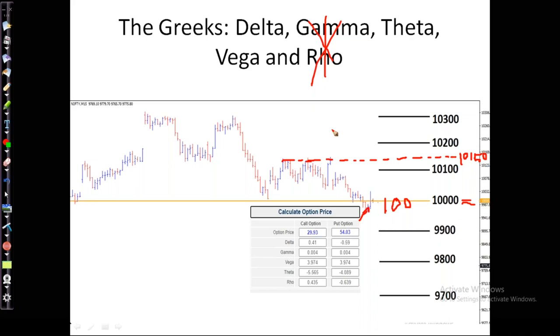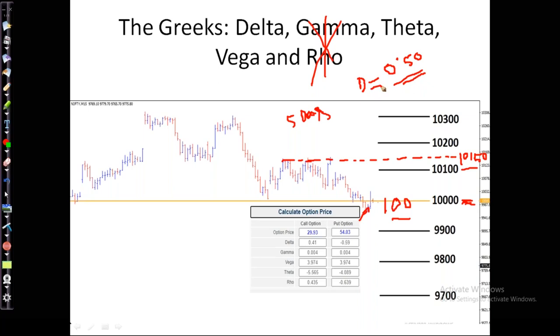And I have 5 days to expire my premium. I have 5 days to expire, and I'm expecting that price will go to this level of 10,150 within 5 days. Right now, current price is running 10,000, and my premium is 100. Let's see, suppose delta is showing like 0.5.